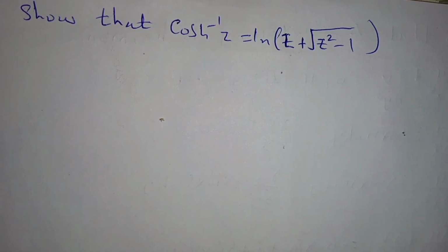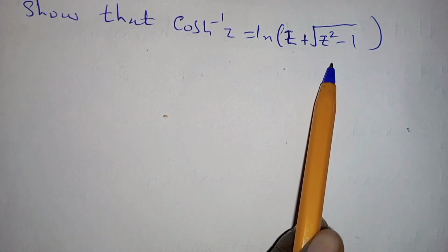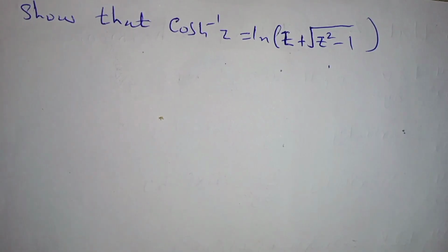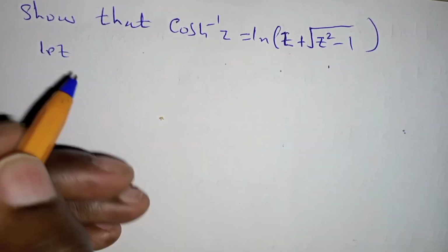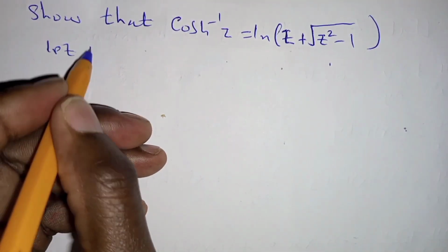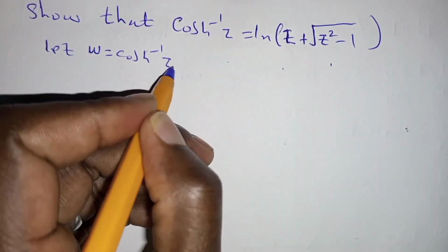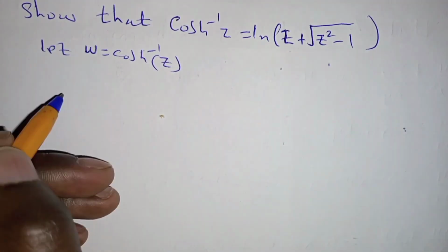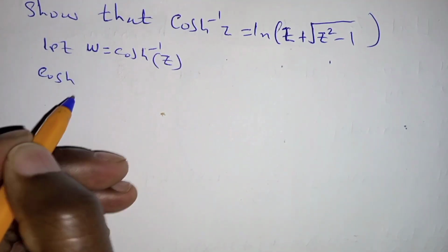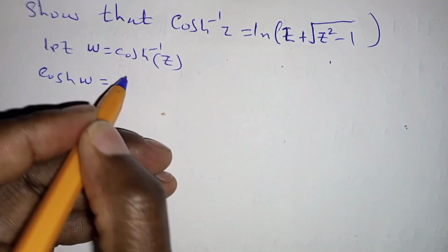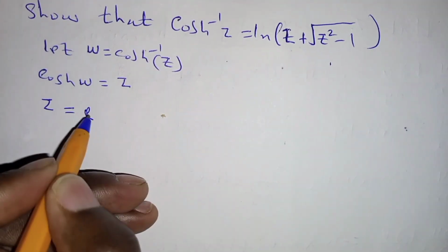In this case, we are going to show that the inverse hyperbolic cosine of z is the same as this expression here. To do that, we begin on the left-hand side, whereby we let w be equal to the inverse hyperbolic cosine of z. Then, taking the hyperbolic cosine of both sides, we get cosh of w is equal to z.